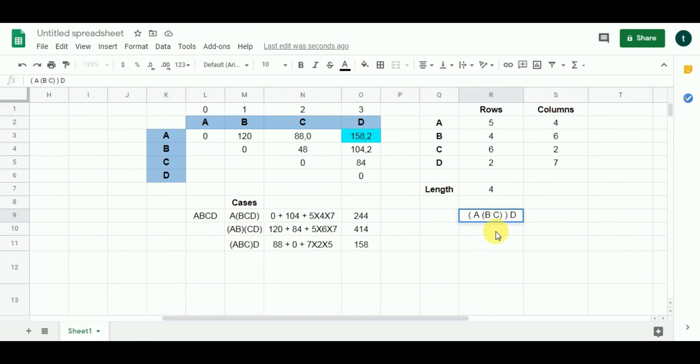This is the way which is going to give us 158. First we are going to multiply B and C together, then the result with A, and finally the entire result with D. So this becomes our most cost optimized way of the matrix chain multiplication problem. Let's move to seeing the algorithm of this solution now.